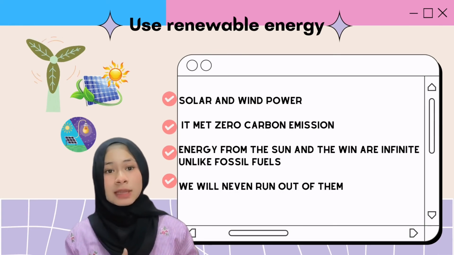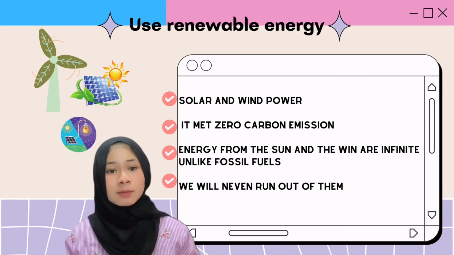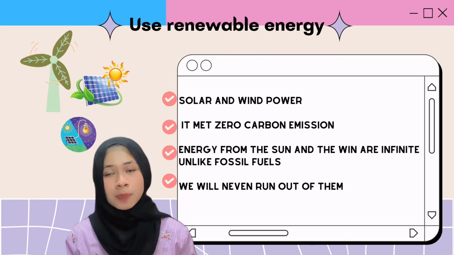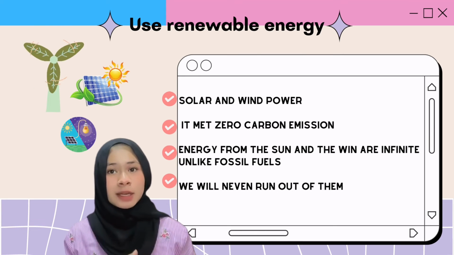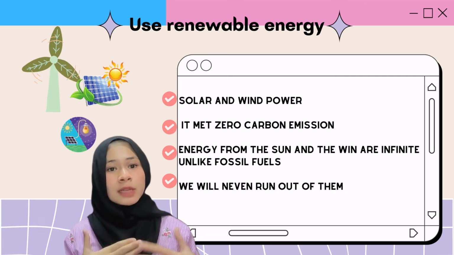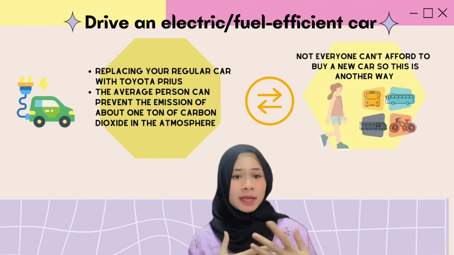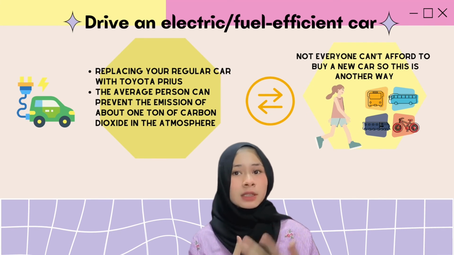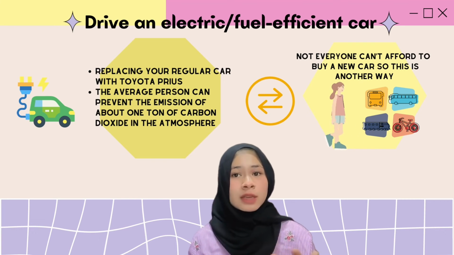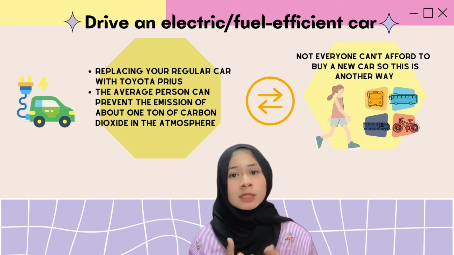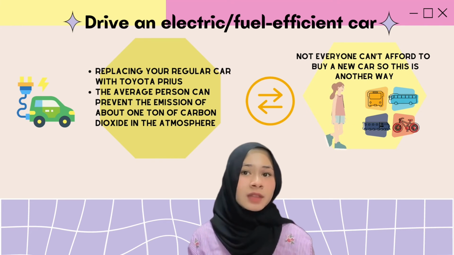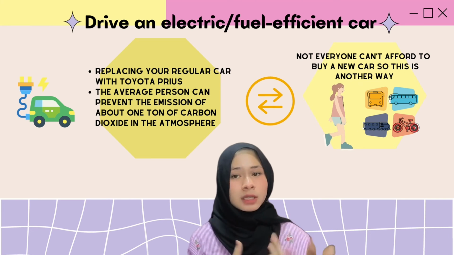A second solution that can help you reduce climate change is using renewable energy such as solar and wind energy. The energy from the sun and the wind is infinite, unlike fossil fuel, so we will never run out of them. And lastly, drive an electric or fuel-efficient car. You can replace your regular car with a Toyota Prius. Did you know that the average person can prevent the emission of about 1 ton of carbon dioxide into the atmosphere if they are using an electric fuel-efficient car?